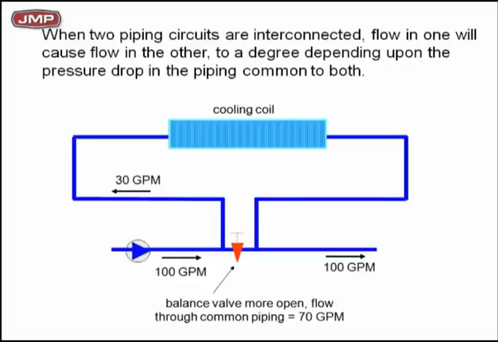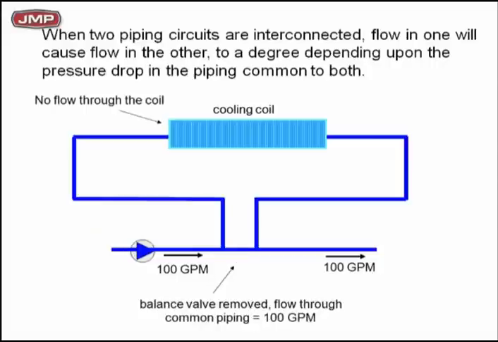So in this case, we allow 70 GPM to flow from the first T to the second T. I got 100 going in. That leaves 30 GPM going through my cooling coil. Coming out of the cooling coil, I got 30 GPM going back in with the 70 GPM, giving me 100 GPM leaving. Now, what would happen if I took that balancing valve or that circuit setter totally out of that piece of common pipe? And now I have removed it. I've taken it totally out.